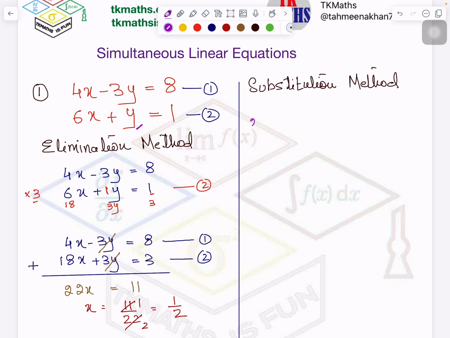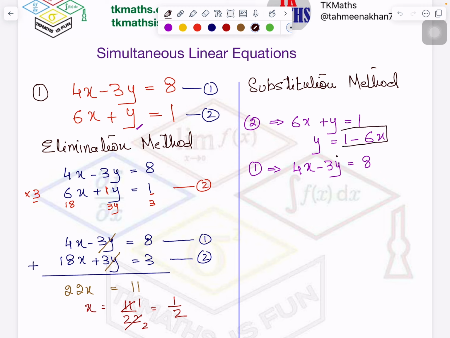So what I will do, I will take equation 2. It is 6x plus y equals 1. I will make y the subject. And this I will plug into equation 1. Okay. So I will substitute it in equation 1, in place of y. So I will substitute it here. This value of y I will plug in here.